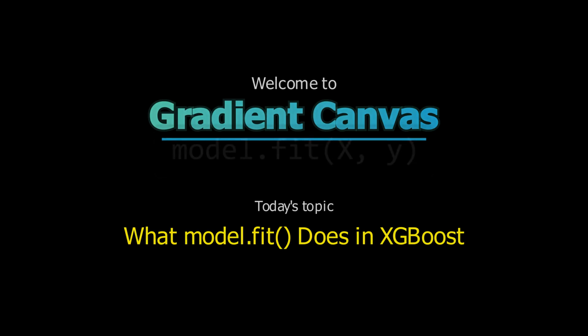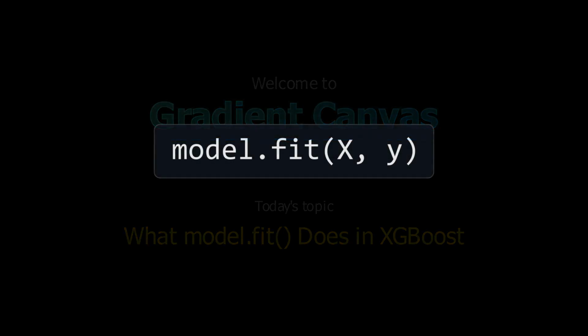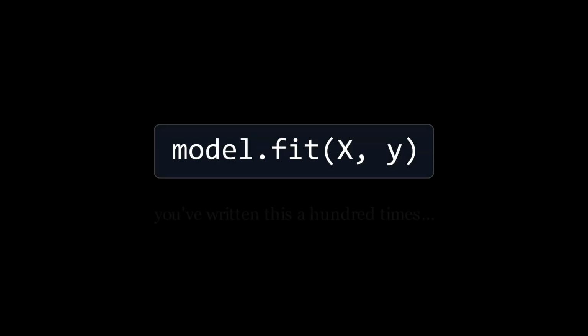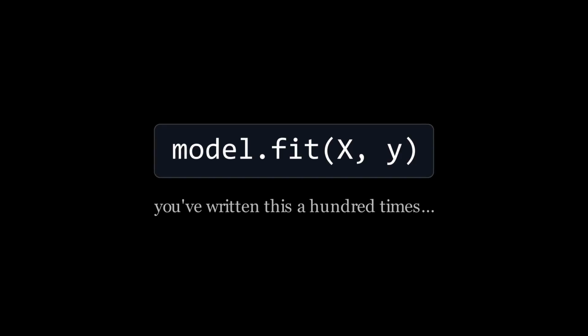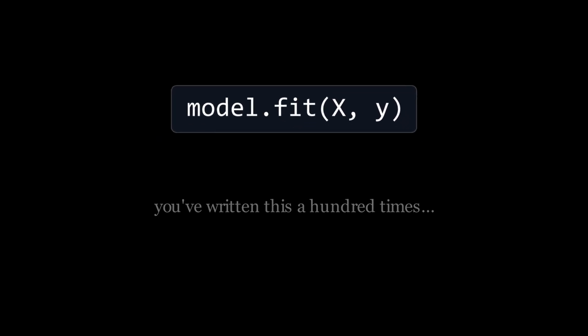Here's a line of code you've probably written 100 times. model.fit(X, y). You press enter, a progress bar ticks, and a few seconds later you have a trained XGBoost model. But what actually happened in those few seconds?